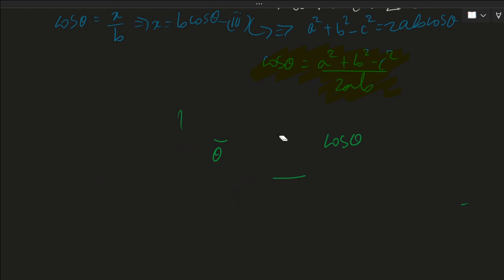I guess there are some configuration issues. We'll deal with that later, but now let's move on to the next rule, the sine rule.